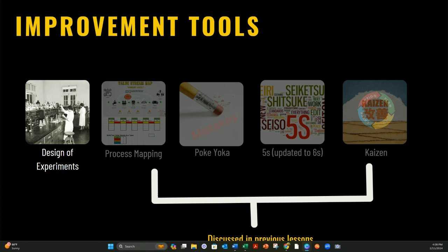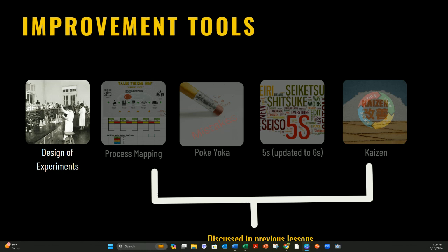Now, when we look at the improvement tools, right? I've already talked about process mapping. I've talked about Poka-yoke. I've talked about 5S or 6S as we know it. And I've talked about Kaizen events. Now, Kaizen events are really going to happen at that improvement phase, but you can use it during the analyze phase to understand your process.